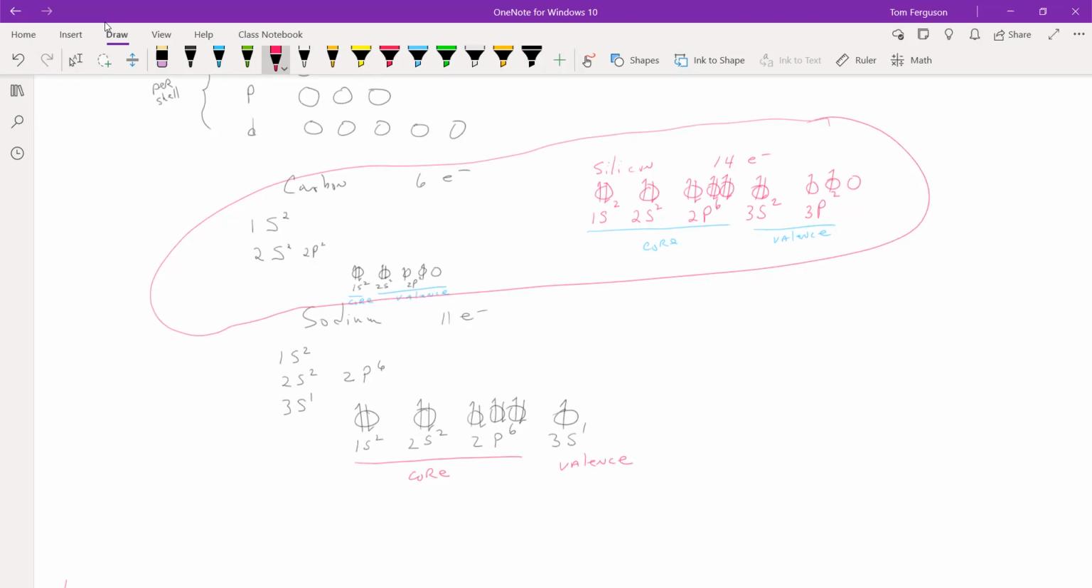Yeah, because it's the outermost orbital. The electrons on the outside are the valence. Yes. And these would be core.